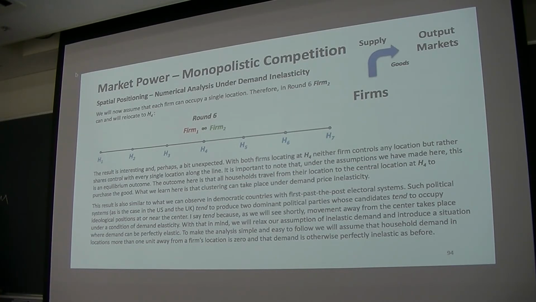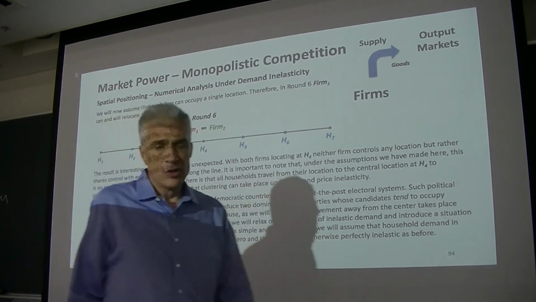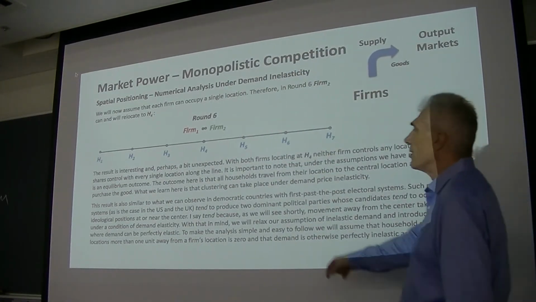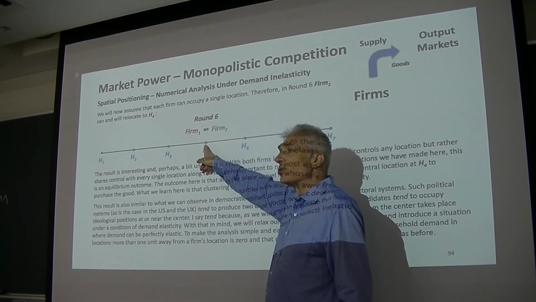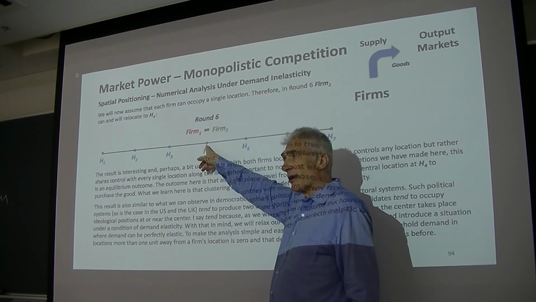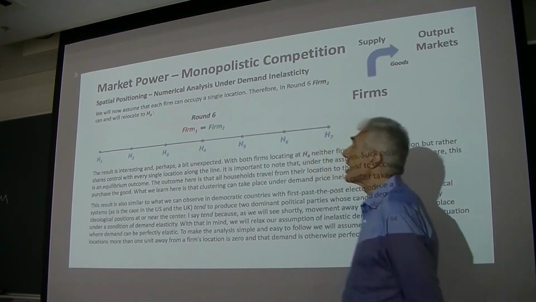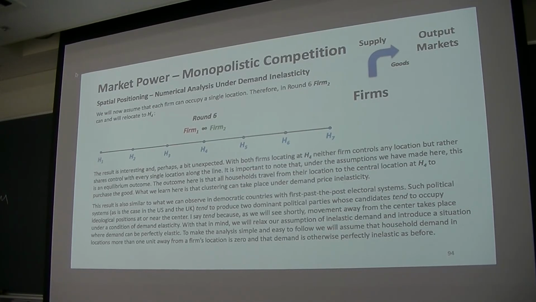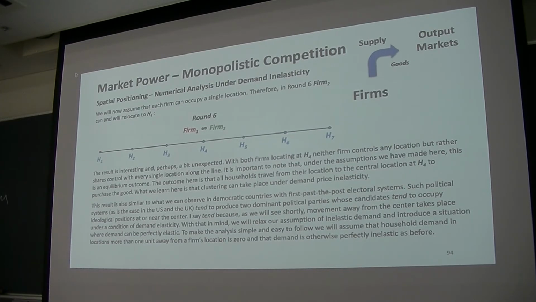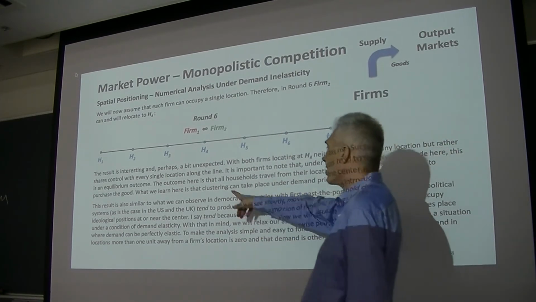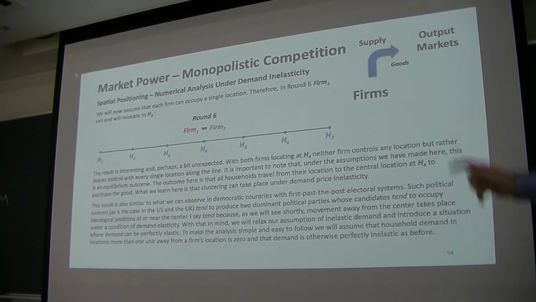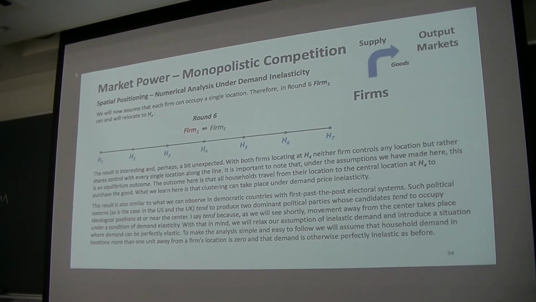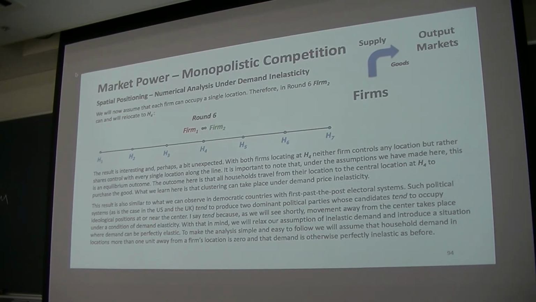Because it's an equilibrium, the players are in a position where anyone that moves away is worse off than where they're at. So this is an equilibrium. This situation is an equilibrium, and they share the market because they both located at H4. Neither firm controls any location, but they share control with every single location along the line, and this is an equilibrium outcome, and it would be a Nash equilibrium. No one has an incentive to move away from this.